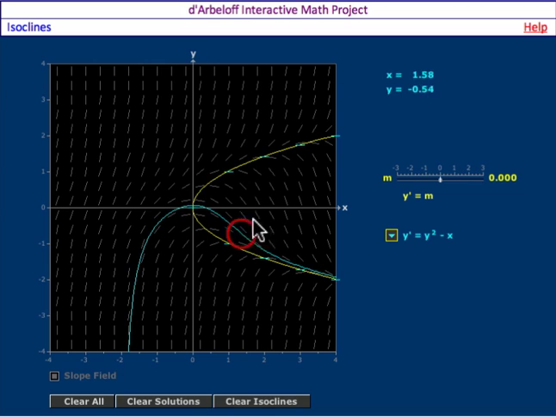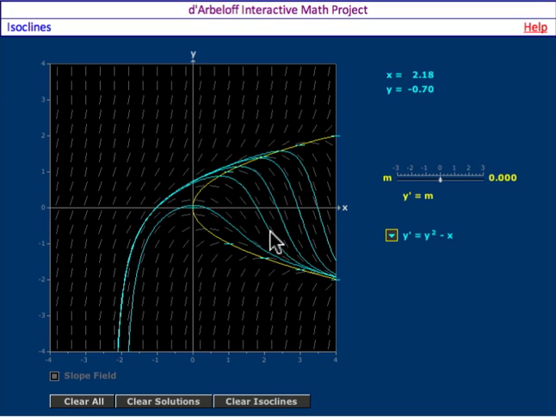I can check that by drawing in some solutions, and you can see that these functions have maxima which occur just along that parabola. If the solutions miss the parabola, they don't have any critical points.